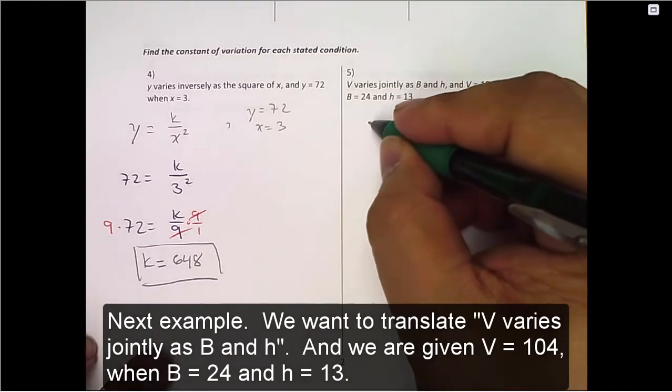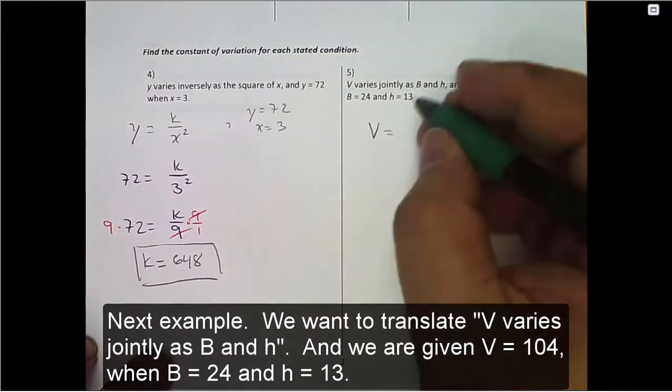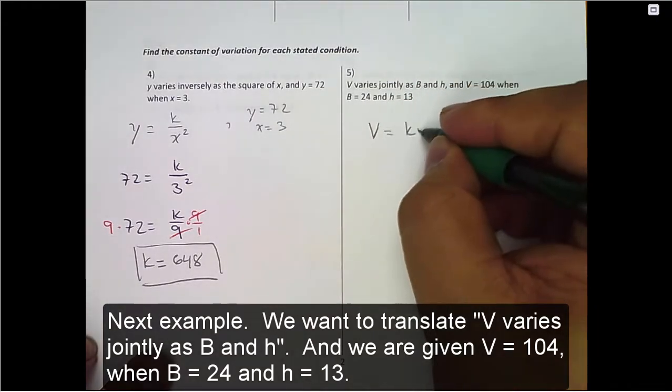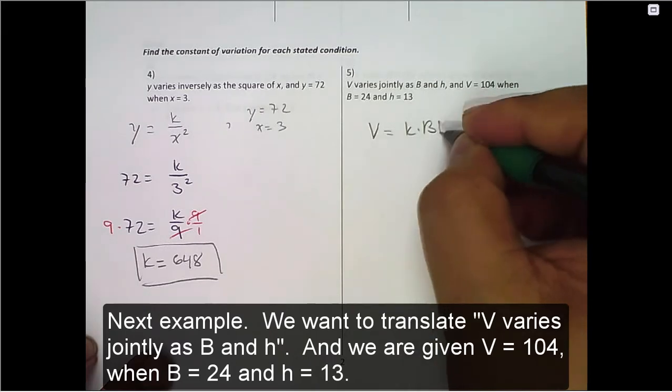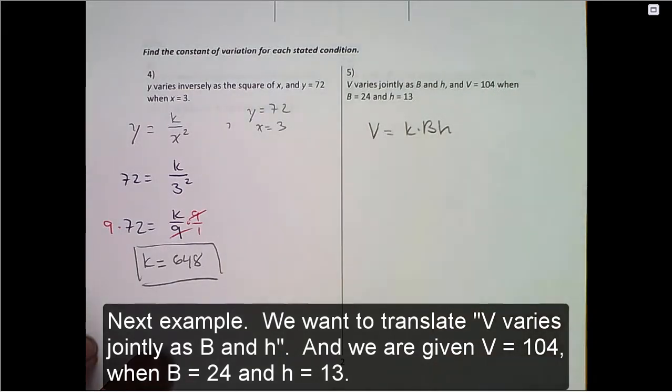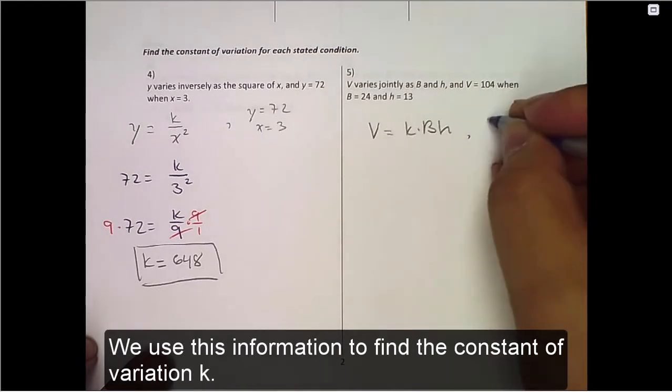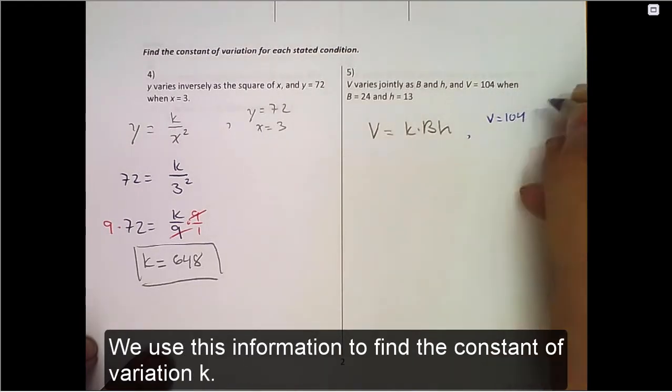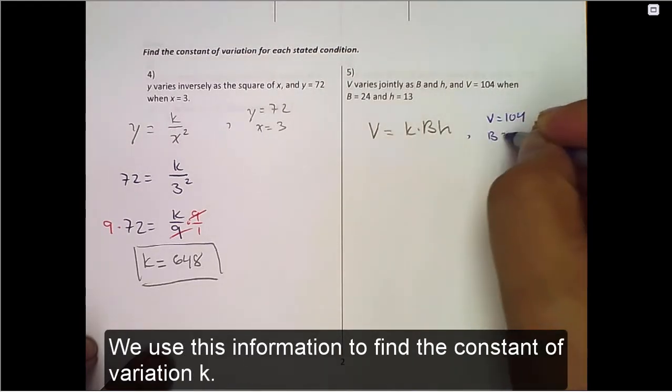Next example, we want to translate V varies jointly as B and H, and we are given V equals 104, B equals 24, and H equals 13. We use this information to find the constant of variation K.